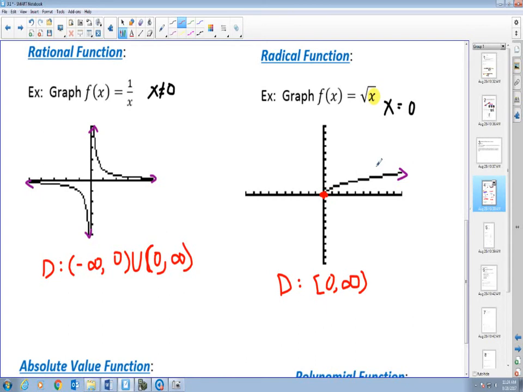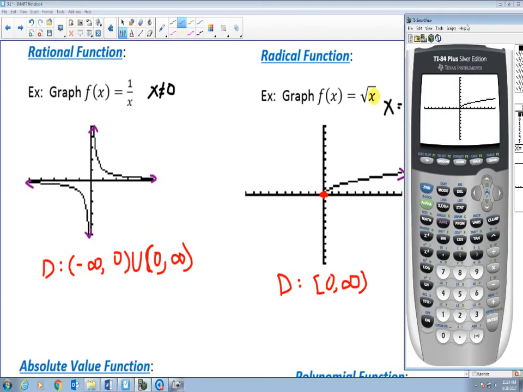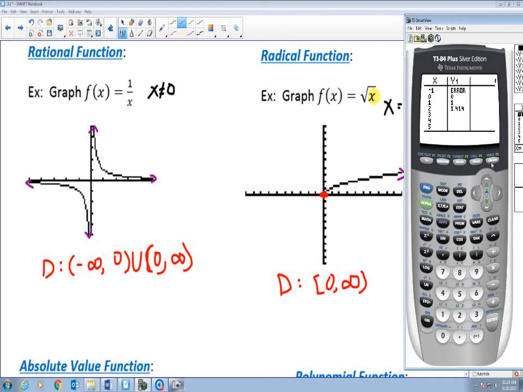All right. Now, I'm going to go to the table real quick, okay? See, when x equals 0, y equals 0. But when x is negative, it says error. Because if you simply put a negative 1 or negative 2 inside the square root, it will be an imaginary number. Imaginary number simply means it does not exist on the real number line, the x and y axis.